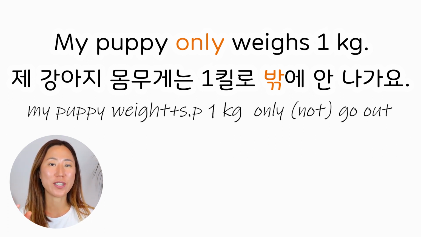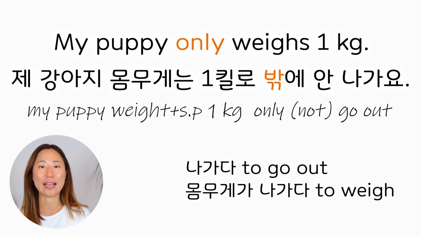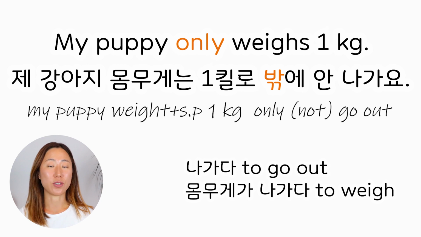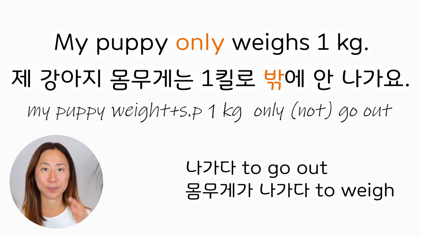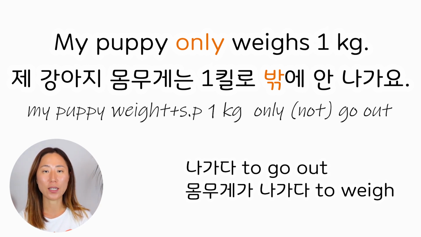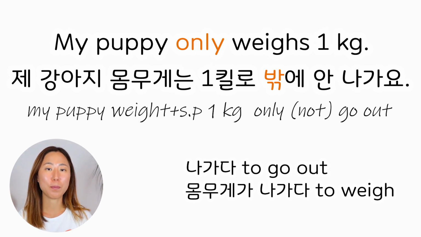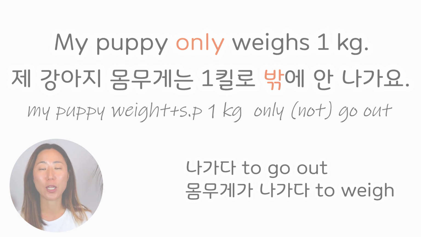And then we use the verb 나가다. They go together. 몸무게 나가다. 나가다 is go out. Weight goes out sounds weird. So this is actually two-way. But in Korean we say 몸무게가 나가다. 제 강아지 몸무게는 1kg밖에 안 나가요. My puppy weight only goes up 1 kilogram. So my puppy weighs only 1 kilogram.